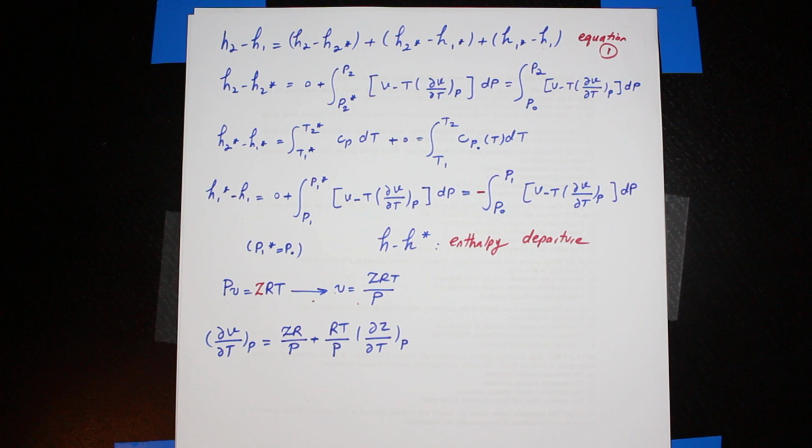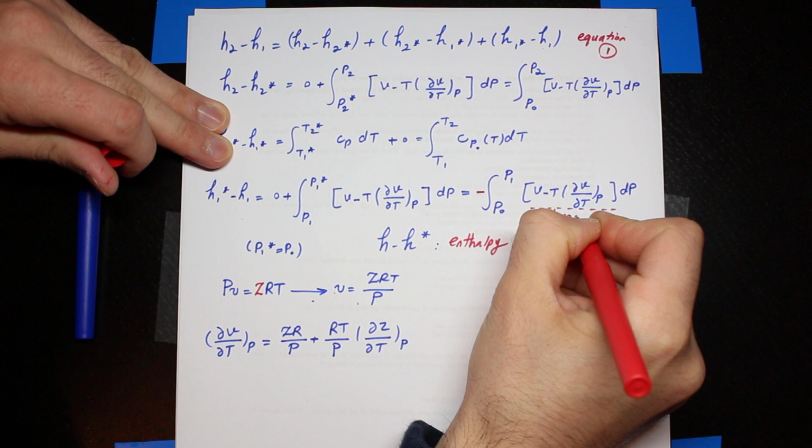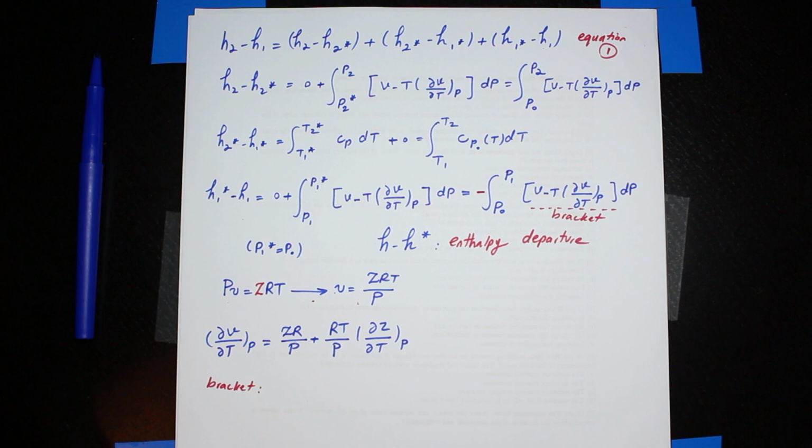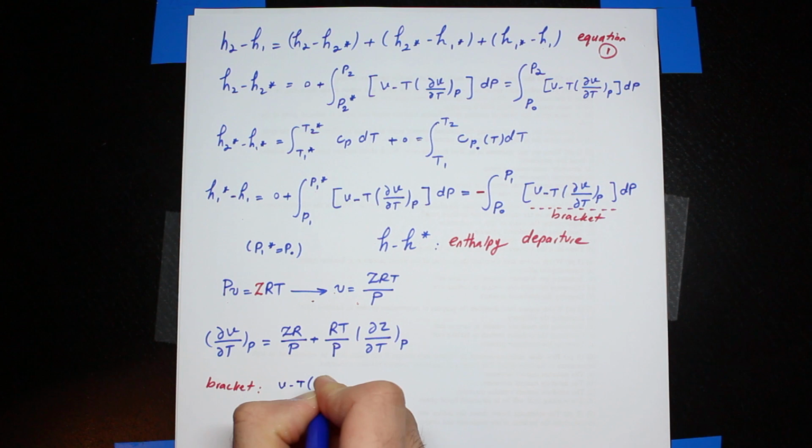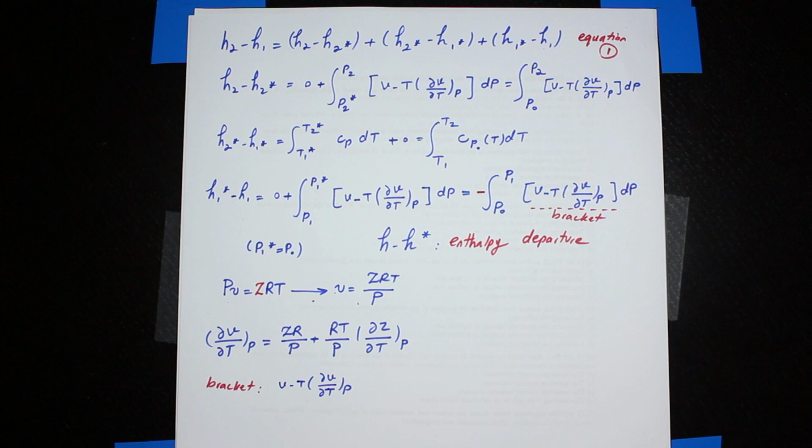So based on this, I can rewrite this bracket. Okay? So this bracket, I would write it here. The bracket is going to be V minus T partial V partial T for a constant pressure. So instead of V volume, I will have ZRT over P.